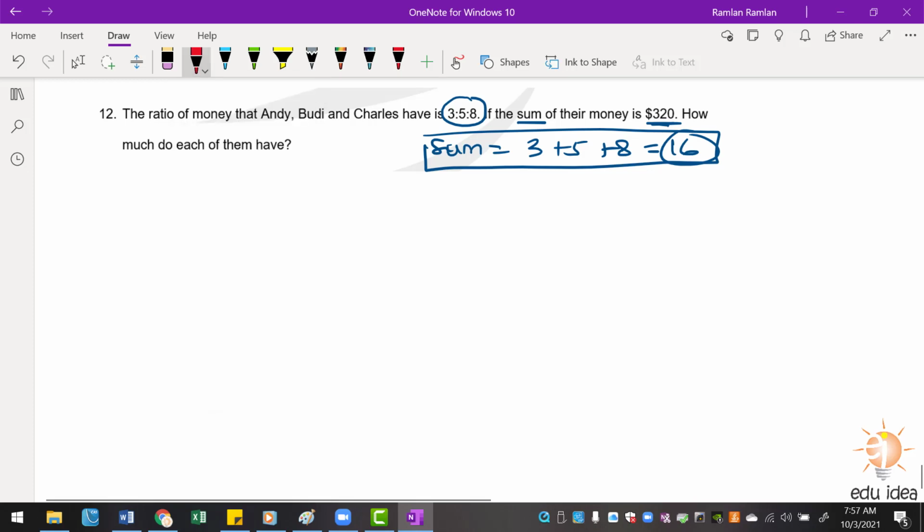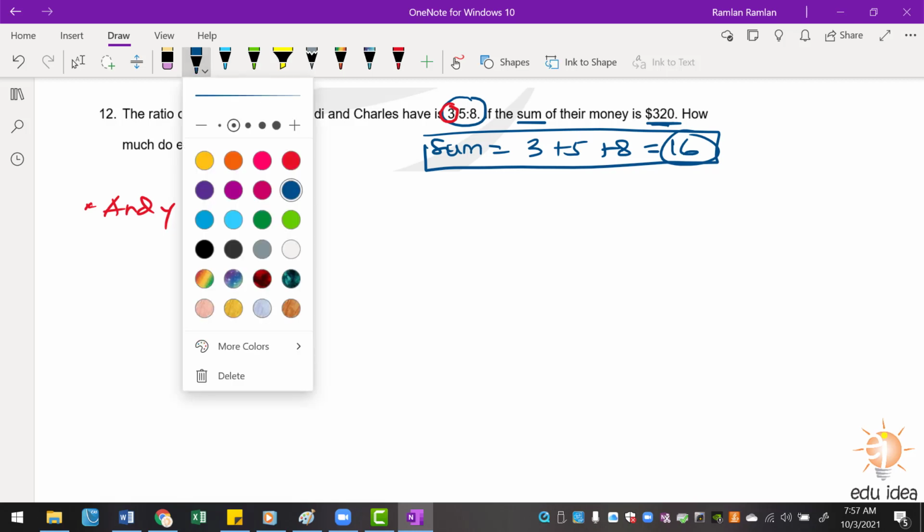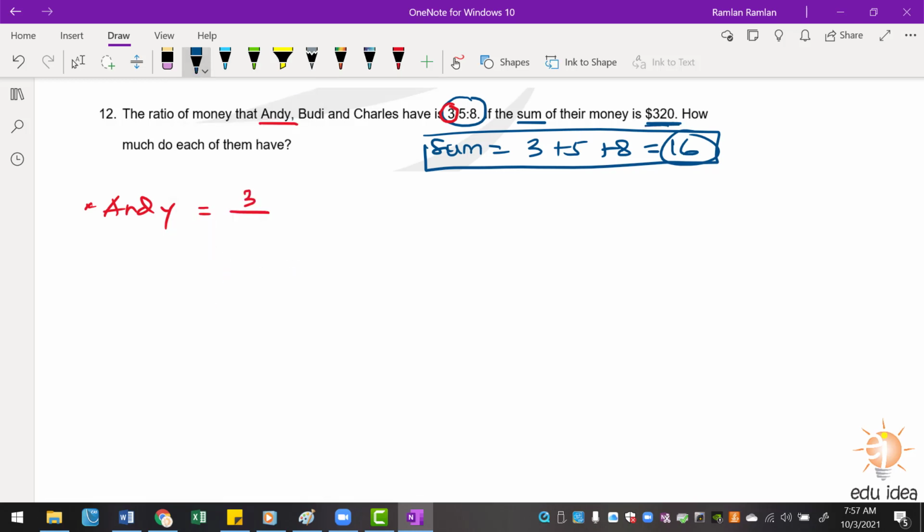Okay, so let's do that one by one. The first one is Andy's money, right? Andy is represented by this number here, 3, so it's 3 over 16, because the $320 is represented by 16. Multiply that with 320. Again, you can just use the calculator, or I can just cancel, right? Divide this by 16, I get 1, divide this by 16, I get 20, so it will be $60.